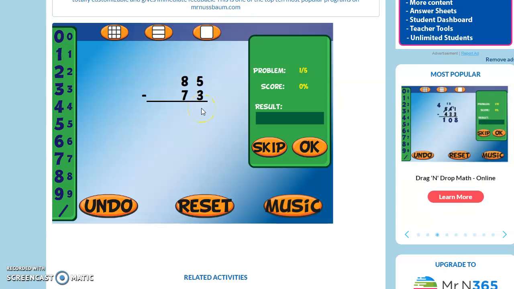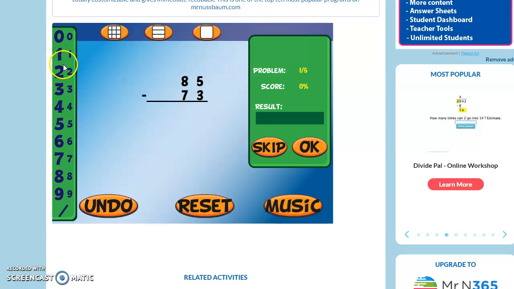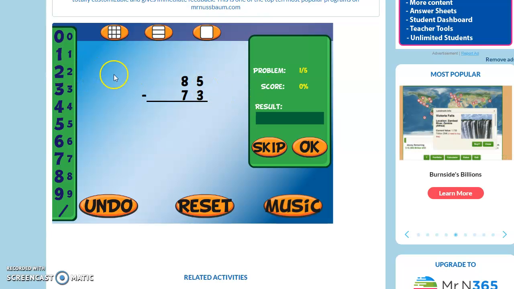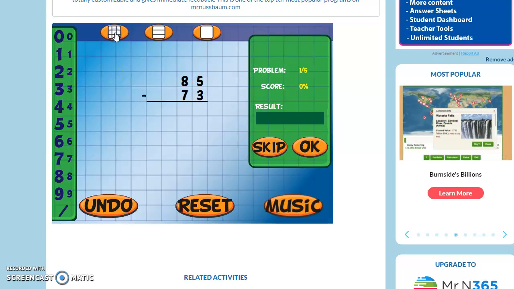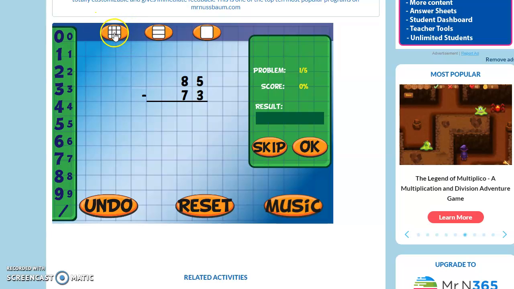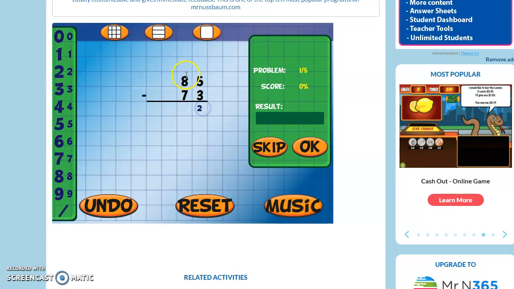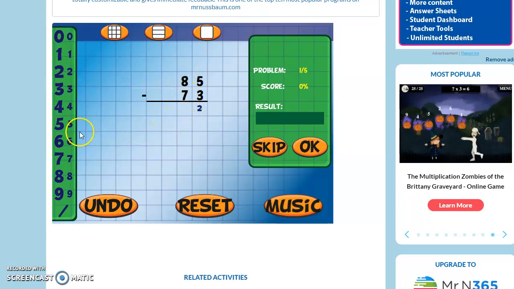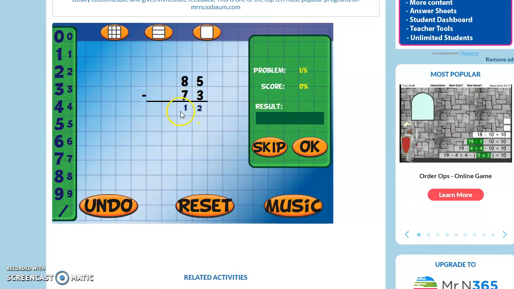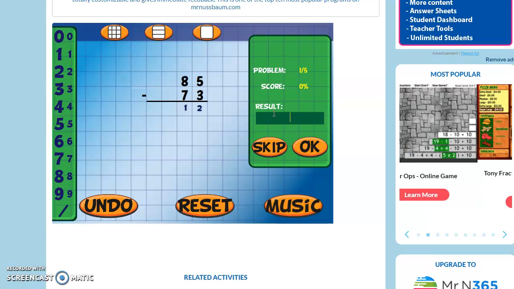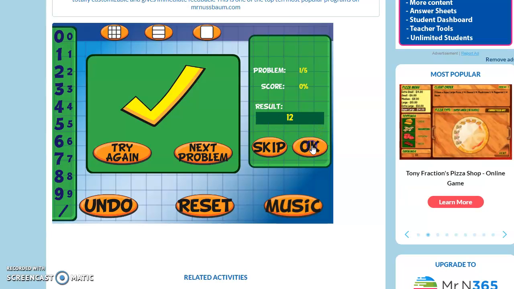So then you're going to go ahead and just do your subtraction here. So you're going to click, and you're going to drag the numbers over. You can also click this up here to give you that grid paper. So 5 minus 3 is 2. 8 tens minus 7 tens is 1 ten. So my answer is 12. So I click over here and say 12.